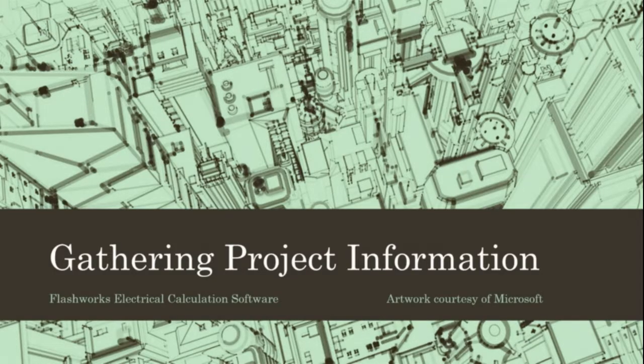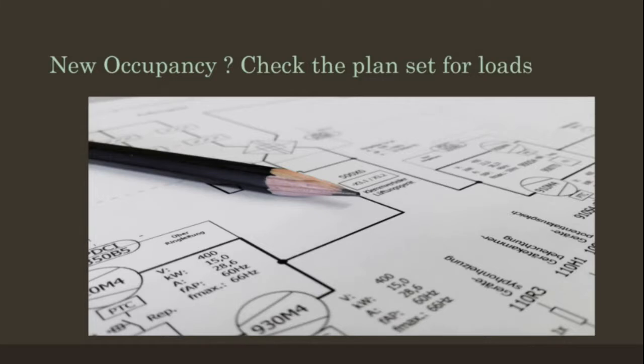Gathering project information for Flashworks electrical calculation software. New occupancy: check the plan set for your loads. You may have to place the loads yourself, and if it's an existing occupancy, you need to go in and count up what the loads are and where they're located.